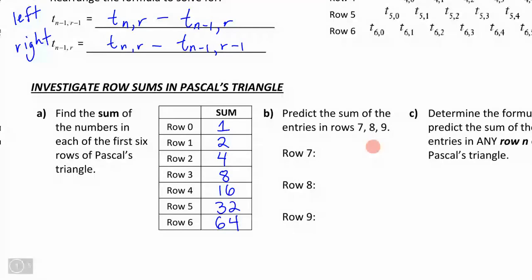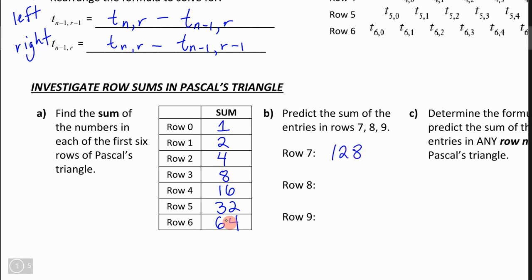So how can I predict the sum of the entries in rows 7, 8, and 9? If you look, there's a pattern going on in Pascal's triangle. It's doubling. From 1 it goes to 2, doubles again to 4, doubles again to 8, and doubles again to 16. At row 6, I'm at 64. If I want row 7, I can use the pattern and double 64, so that sum is 64 plus 64, which is 128. Likewise, row 8 will be 128 plus 128, which is 256. And row 9 will be 256 plus 256, which is 512.